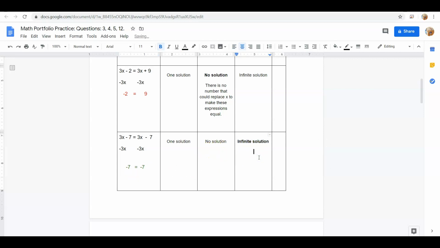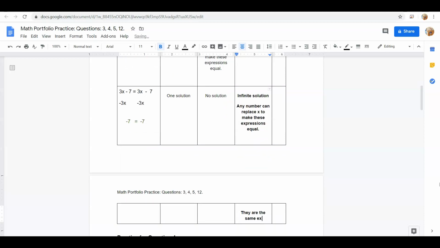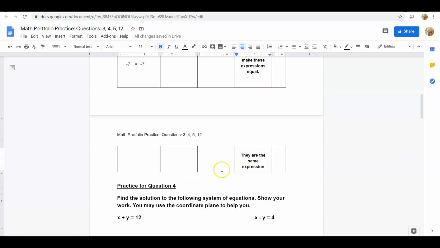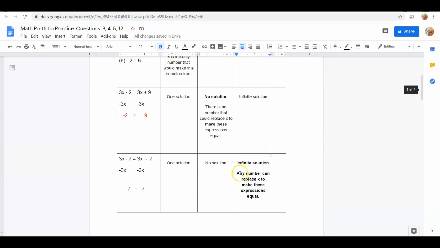Now, how do I write that? Well, if for this one I wrote there is no number that could replace x to make these expressions equal, for this one you could write any number can replace x to make these expressions equal. You could even write something like this. They are the same expression, right? And you see how computer formatting works. If you're writing and the table extends to this page, that is okay.